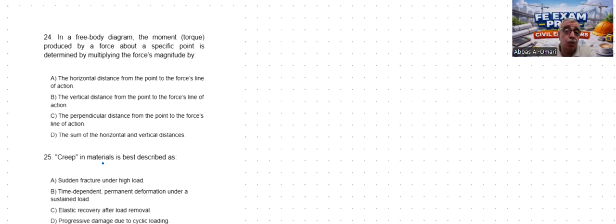Now, in this type of question, when it asks about the relationship between moment, force, and distance, you should look for the word perpendicular. So we have A, not the horizontal distance, but the vertical distance from the point to the force line of action, the perpendicular distance. So it should always be the perpendicular distance. Again, this question repeats in the FE exam, and in this type of question, you look for the word perpendicular distance.